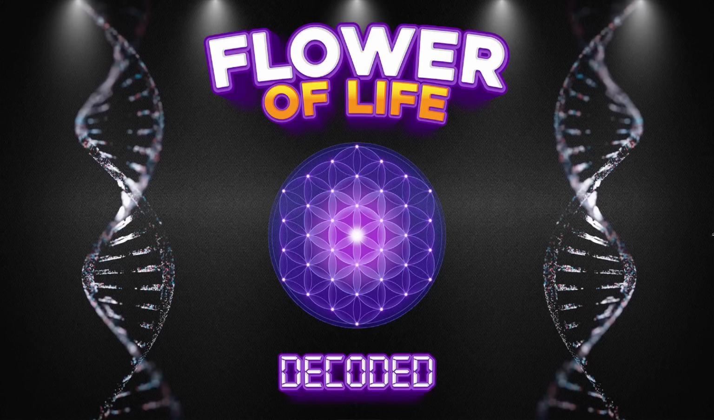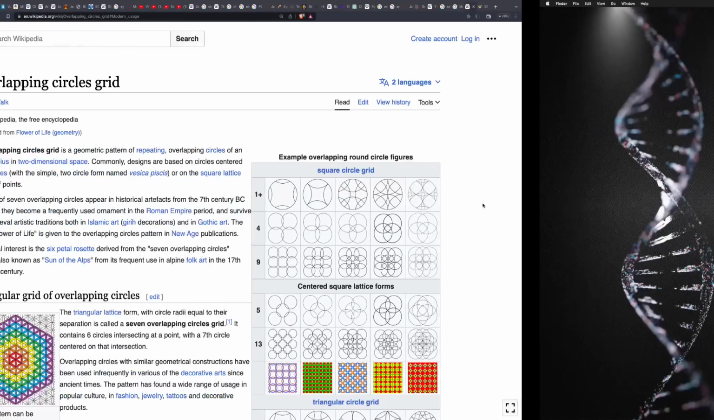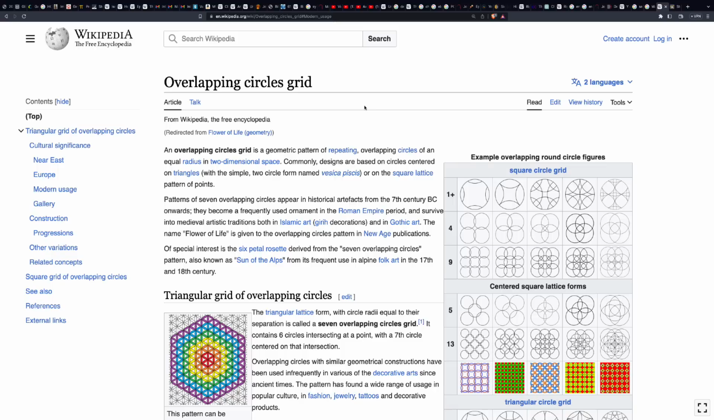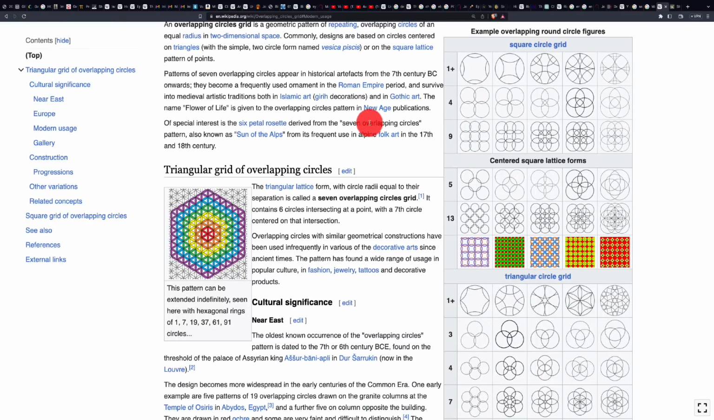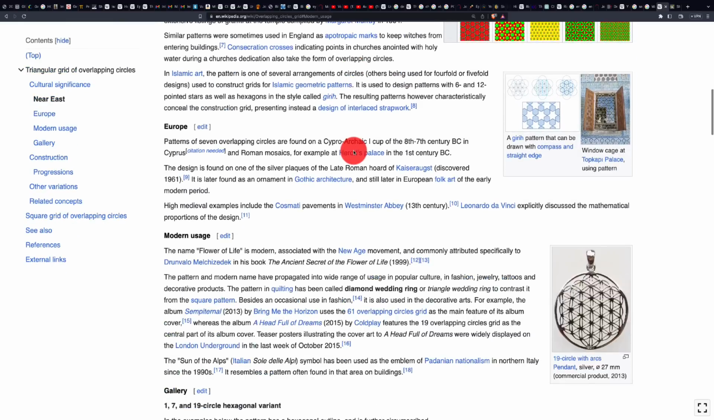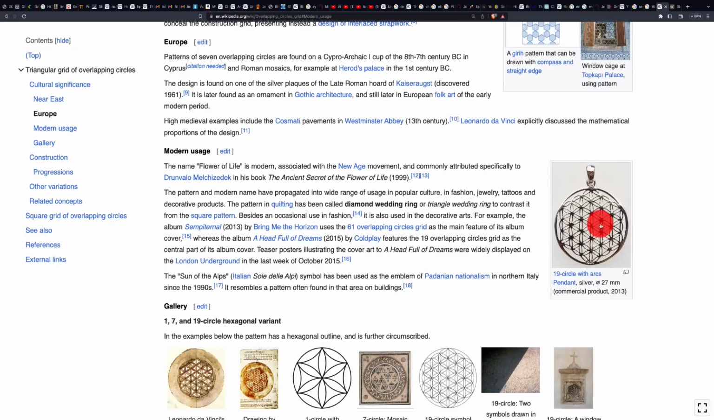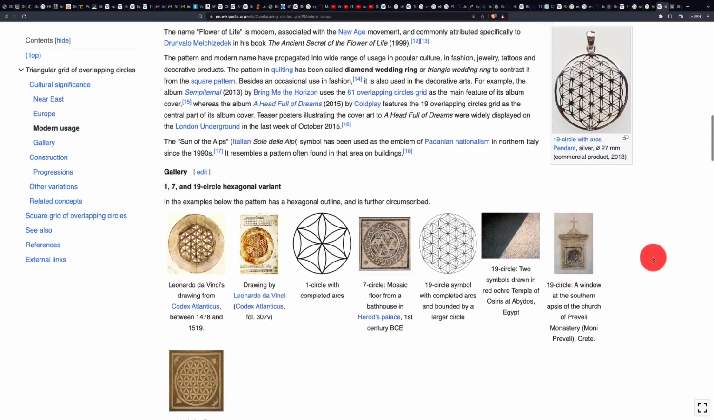Let's jump into this. I want to just kind of start off with the website here for sacred geometry, right? And the overlapping circles grid. And there's so many ways to make the flower of life. You get the triangular lattice, you get the hexagon shape. There's a lot of sacred geometry shapes in here. The most popular, the 19 circles, the 19 flower of lives with the number 27 attached to it, which is currency and gold and all that kind of stuff.